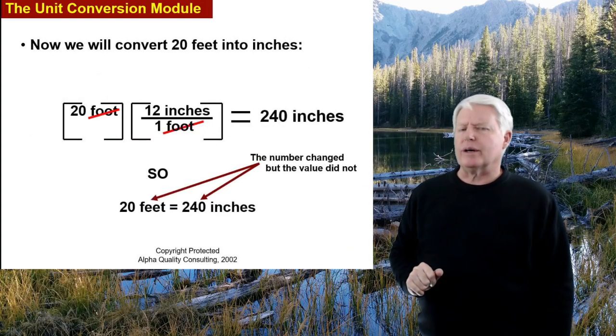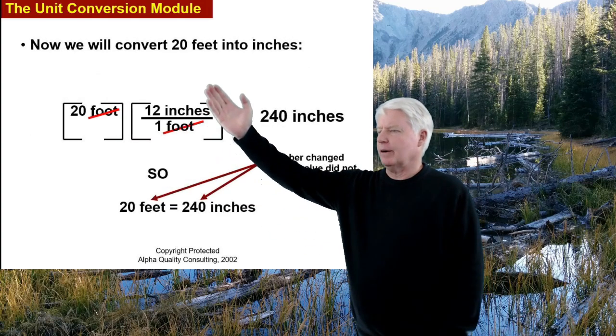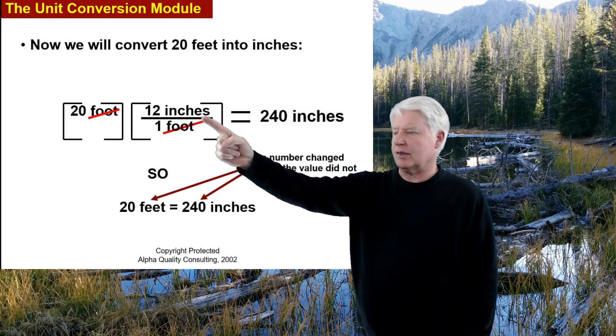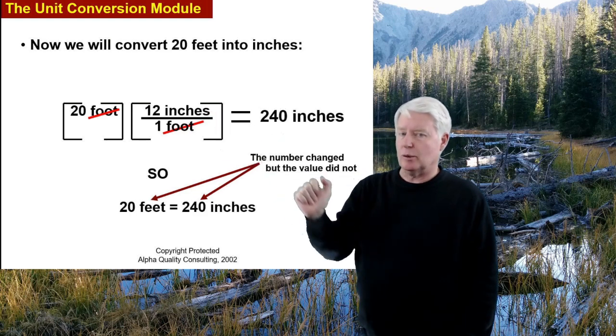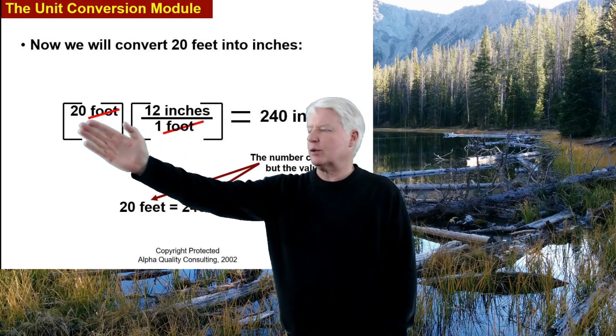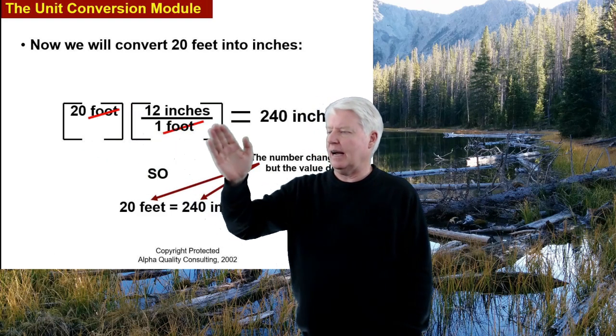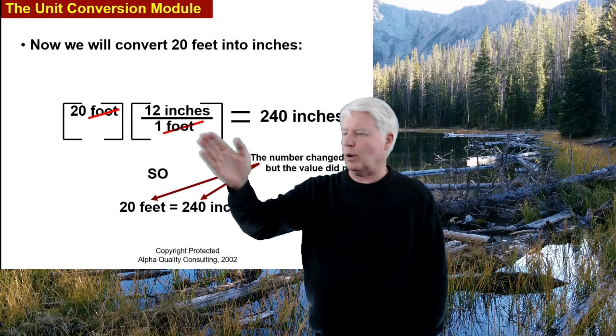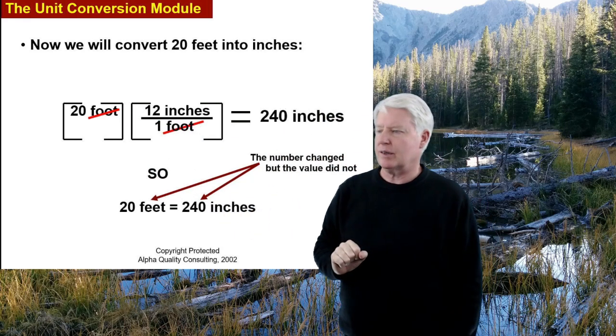Let's do one that's a little more difficult here. Now we will convert 20 feet into inches. Okay, what do I want to keep? Inches. So in my unit conversion factor, I'm putting inches in the numerator because that's what I want to keep. And then I'm going to multiply that by 20 feet. The feet cancel out there. And then I just go 20 times 12 divided by 1 equals 240 inches.